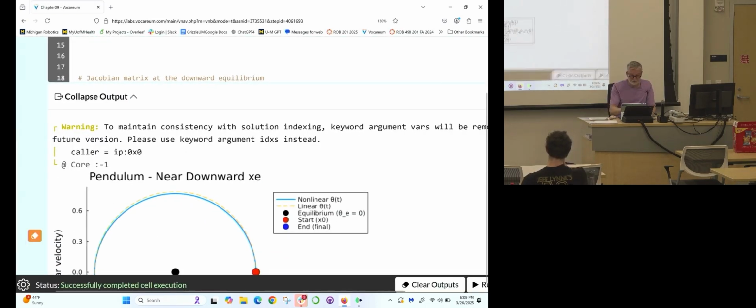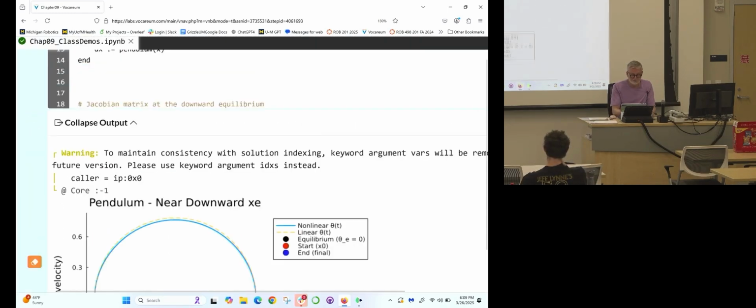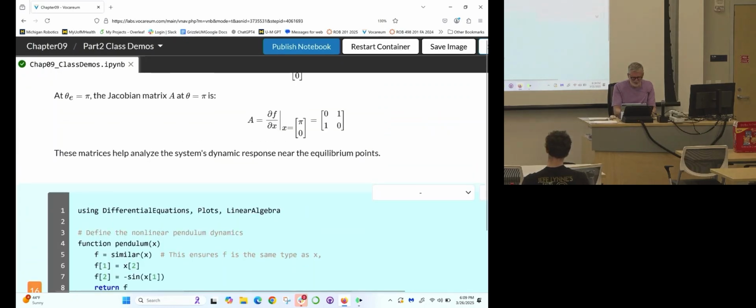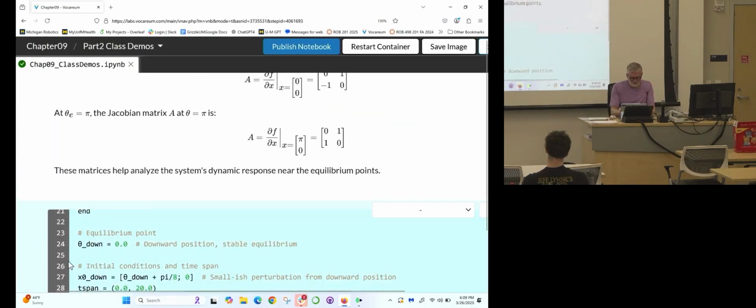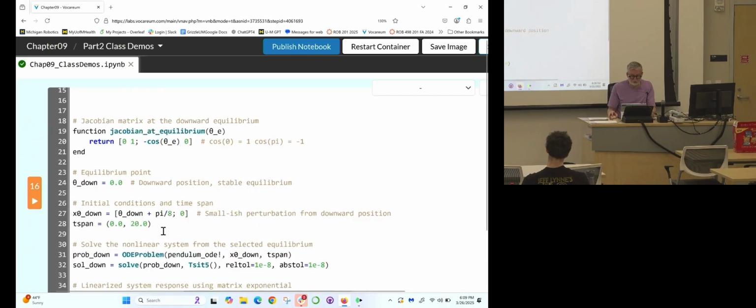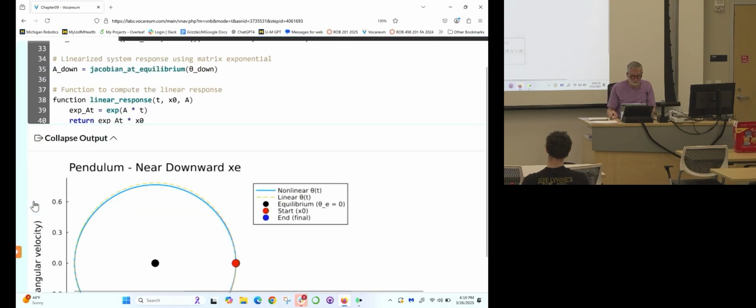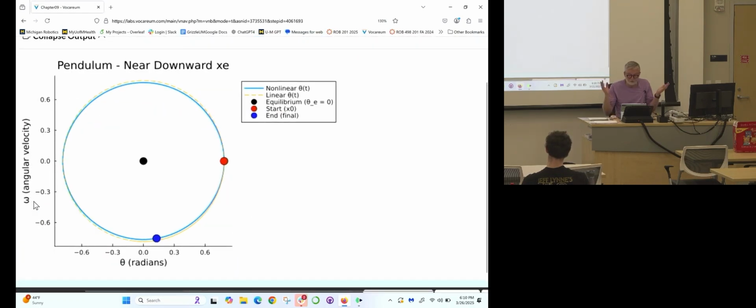So in the downward equilibrium, what did I take my deviation from? I kept doing the downward equilibrium. I made it pi over 8. Should we make it pi over 4 or make it something significant? Pretty close, huh? It's surprisingly close. So when things stay bounded, the linear approximation has a chance.